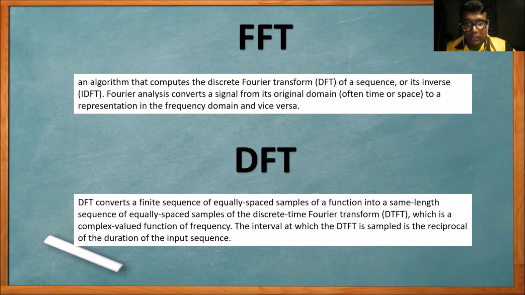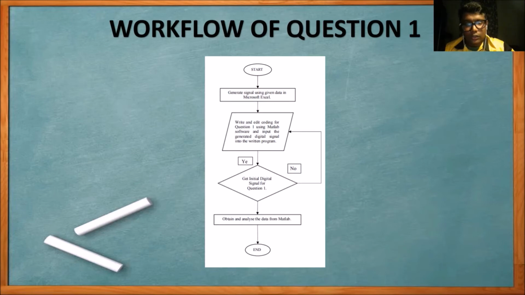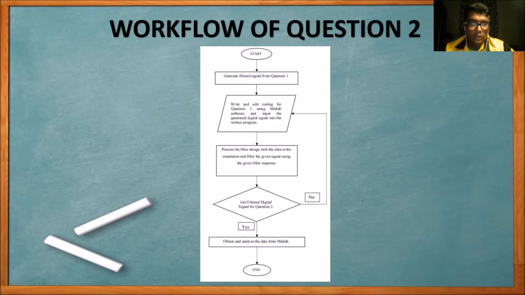So this is the workflow of question 1, in which we generate the signal using the given data in Microsoft Excel. We write code, then we get the initial digital signal, then we analyze the data from MATLAB. So this is the workflow for question 2. Again, we use the signal from question 1, and then we generate the filtered signal. So we write and edit code, and we process the filter design. Then we get the filtered digital signal. Then we analyze the data from MATLAB.